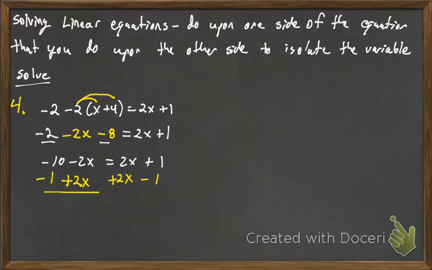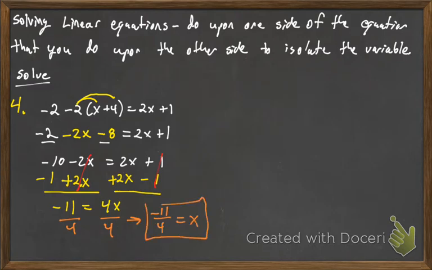And if you want to, you can do the crossing out thing. You don't have to, but that's fine if you want to. Okay, so we've got minus 11 is equal to 4x, and to undo that multiplication, we're going to divide both sides by 4. We get negative 11 over 4, and that is going to be equal to x.